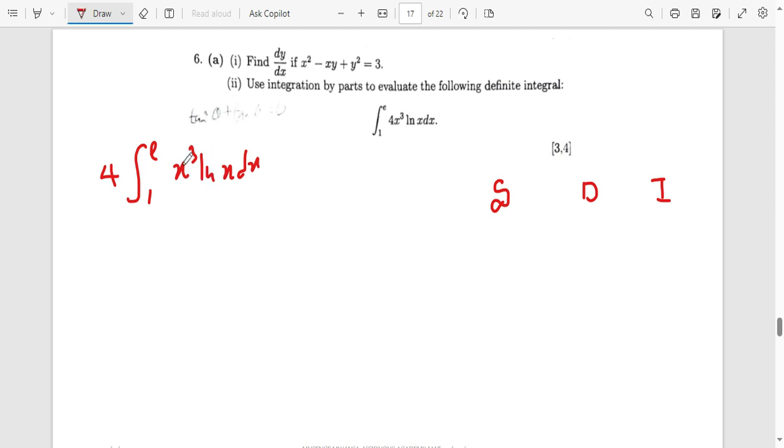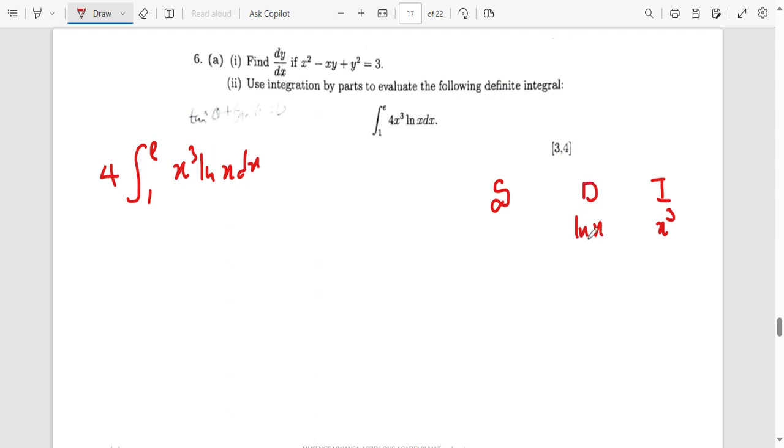The question should be which one is easy to differentiate between natural log and x to the power 3, and which one is easy to integrate between natural log and x to the power 3. Both of them are easy to differentiate, but to integrate, you can't integrate natural log of x. You again require this same method. So because it is not easy to integrate natural log of x, I'll put natural log of x under derivative, and then the x to the power 3 under the integral.